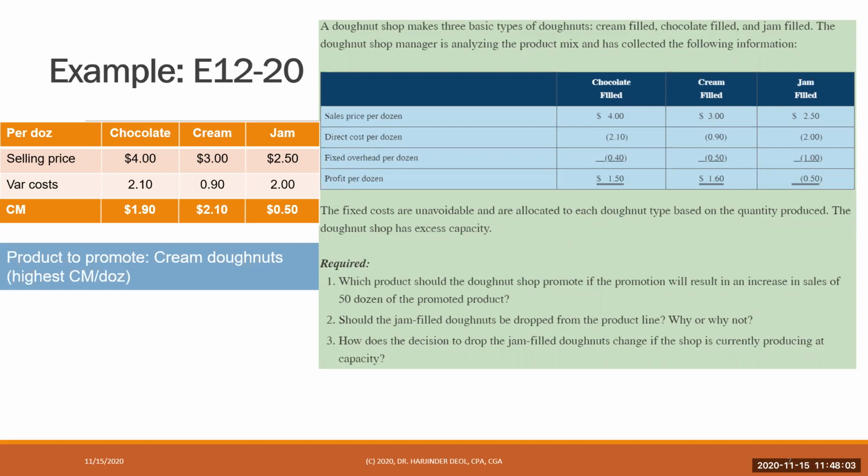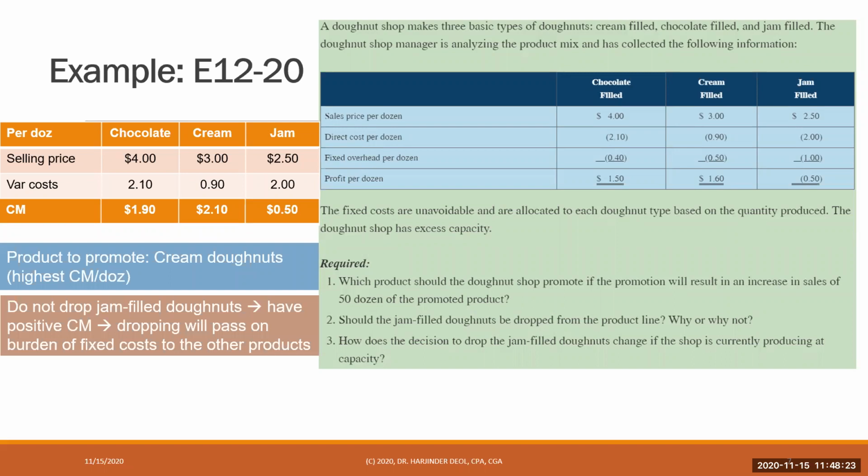Part two of the question asks us, should the jam-filled donuts be dropped from the product line? Now, when you look at the fact that the jam-filled donuts still have a positive, albeit small, but still a positive contribution margin of 50 cents per dozen, our recommendation will be to not drop the jam-filled donut line. They have a positive contribution margin.